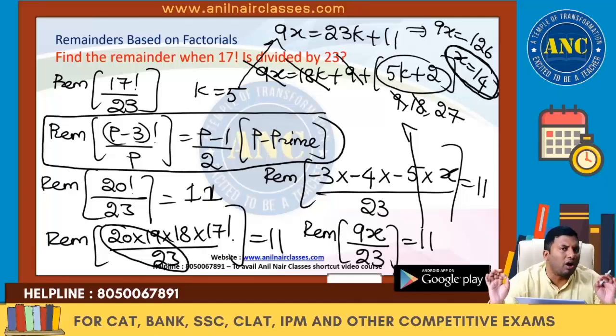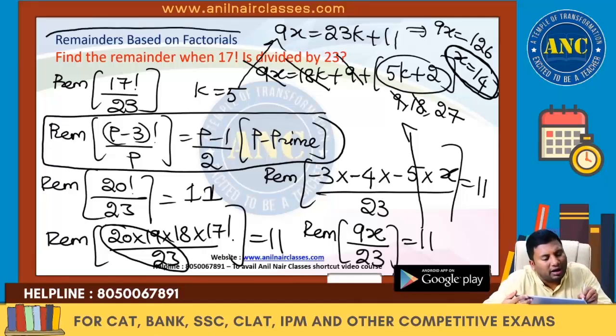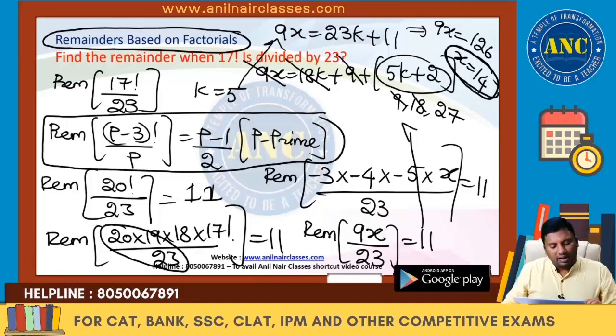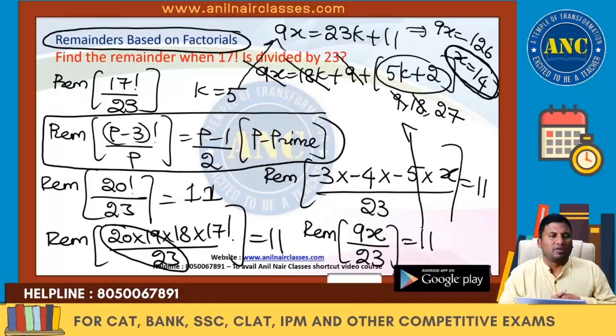Very good quality questions from the topic remainders based on factorials we are discussing. 17 factorial divided by 23. 20 factorial divided by 23 is 11. 20 factorial is 20 into 19 into 18 into 17 factorial by 23. 20 by 23 is minus 3, minus 4, minus 5, into x divided by 23 is 11. 60 divided by 23 is 23 times 3 is 69, minus of minus is plus, so 9x divided by 23 is 11.